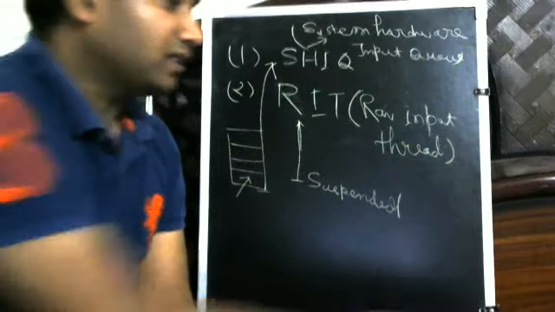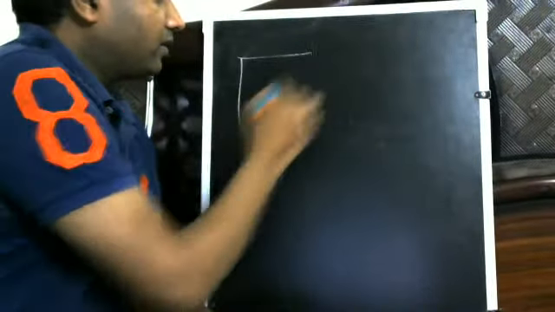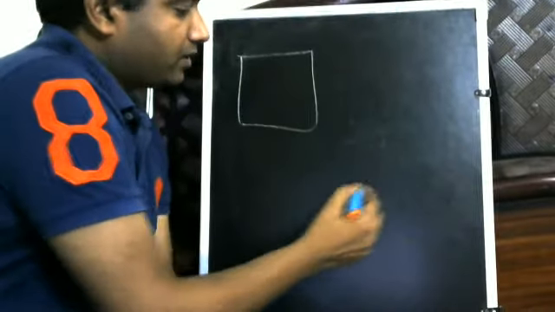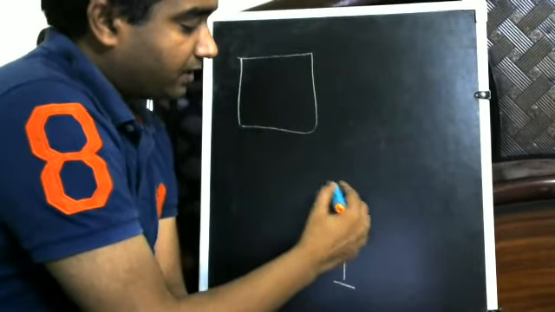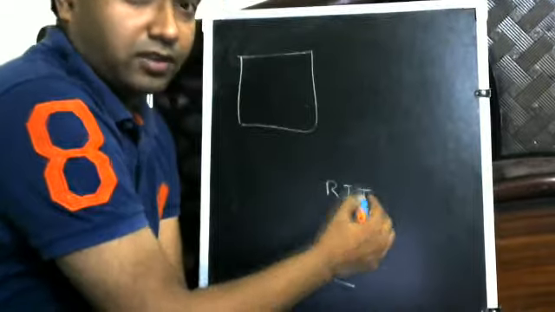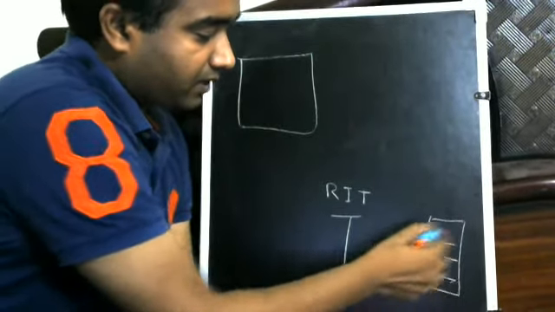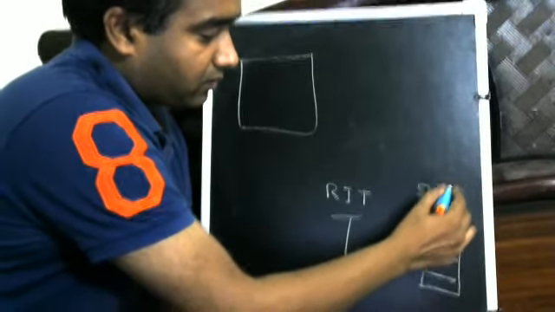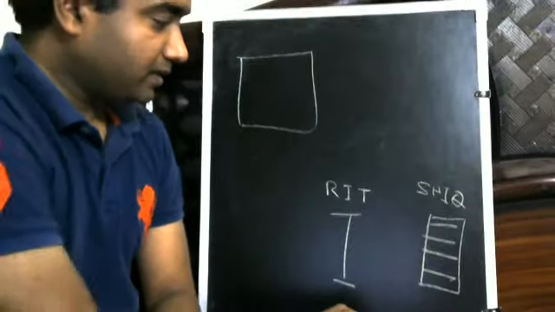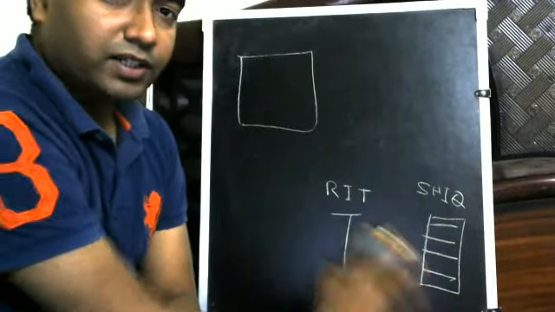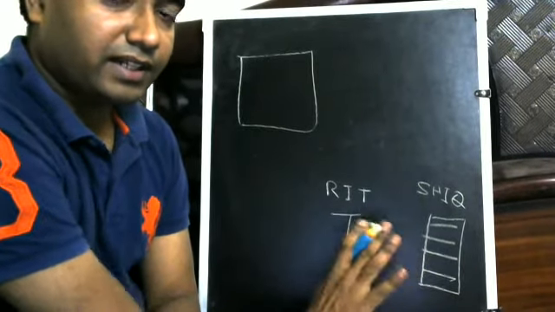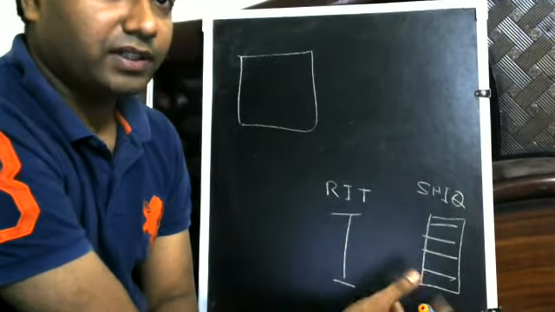So what happens after this? This is your window, right? This is your RIT, raw input thread, and this is your queue, the system hardware input queue, right? So we understood how these interact, how the RIT gets started, and how it gets scheduled.